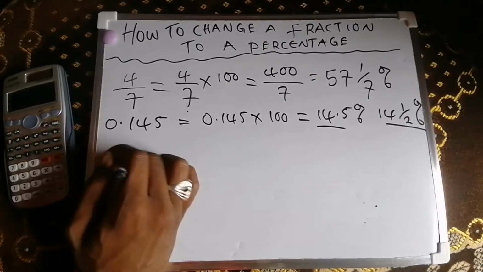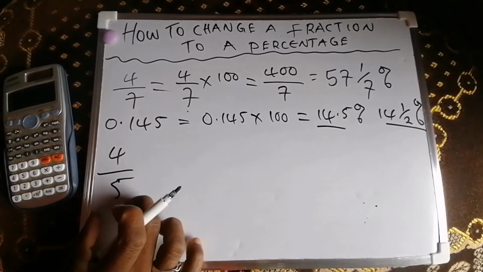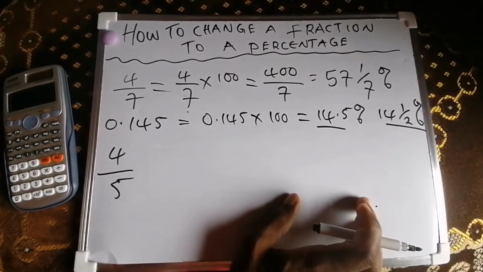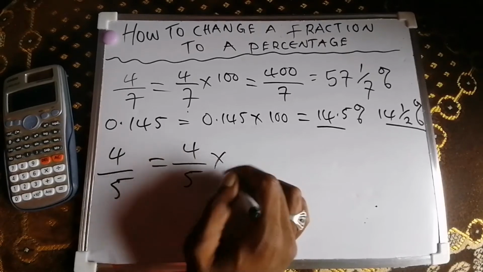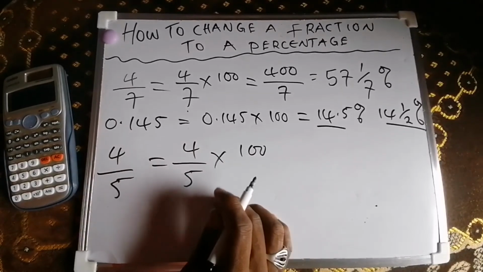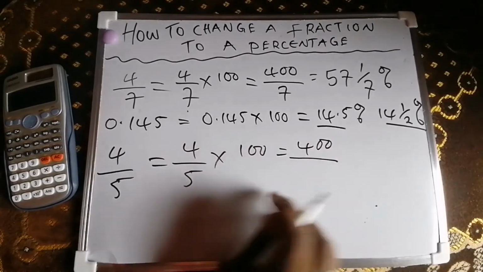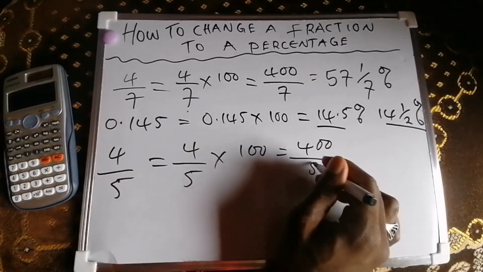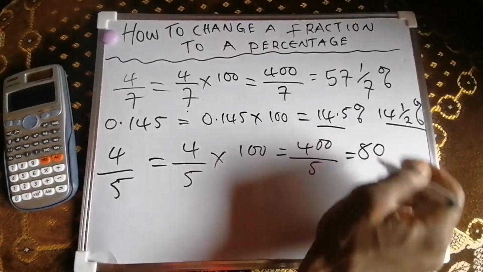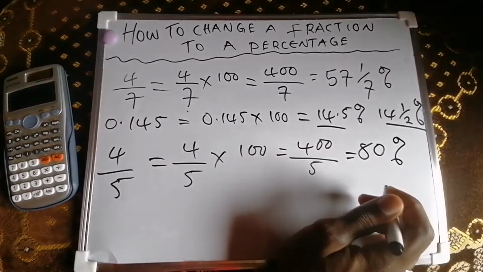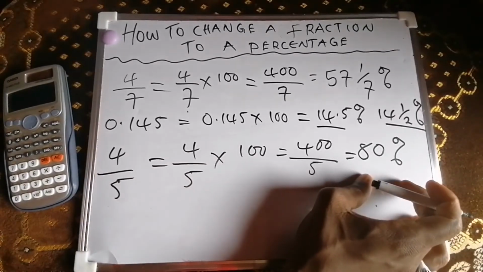Then the last one, we have 4 over 5. So how are we going to change this fraction to a percentage number? We are going to say 4 over 5 times 100. So 4 times 100 equals 400 over 5. So 5 into 400 equals 80%. So we have changed this 4 over 5 into a percentage number.